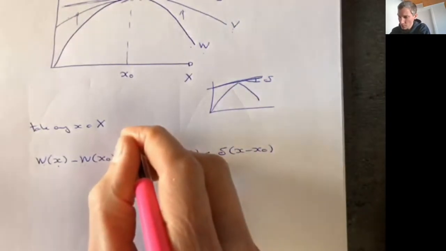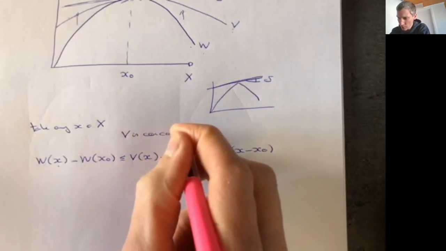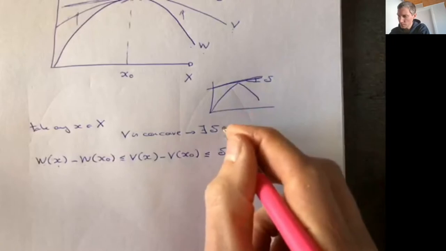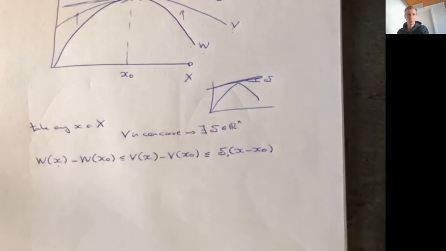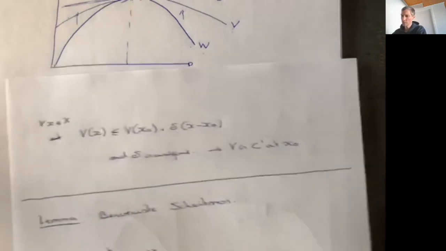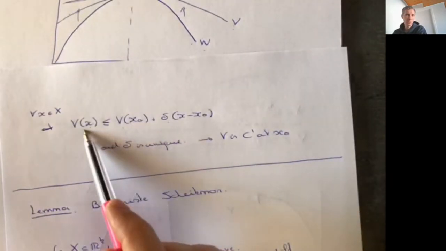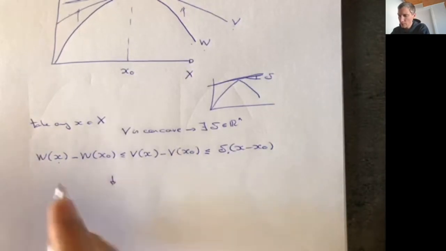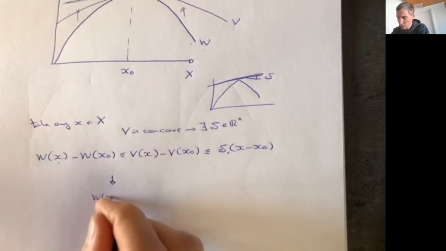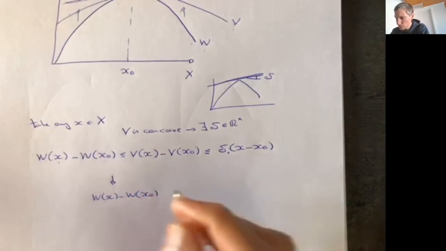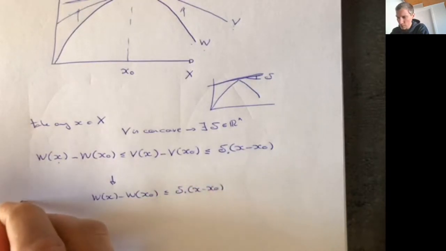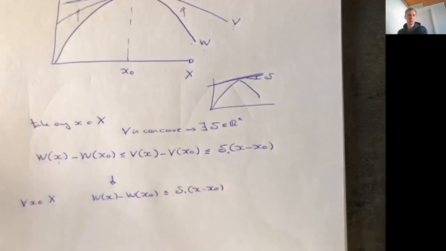Okay, so v is concave, then there exists a delta in R^n that satisfies this condition. This is simply this condition where I put v(x0) to the other side. Well, then, because I have this inequality, I have that w(x) minus w(x0) is also less or equal to delta times (x minus x0) for all x. Here x was arbitrary, so for all x I have this.